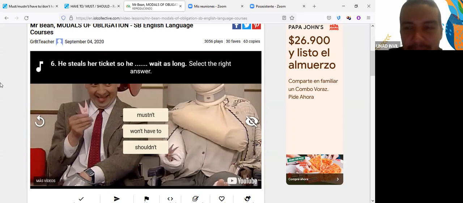So this one says, he steals her ticket, so he won't have to wait as long. Okay? Como que robó sus tiquetes, así que él no tiene que esperar tanto, ¿listo? So guys, in this case, which option do you think is the correct one? Mustn't, won't have to, or shouldn't. Won't have to is the future form of will have to.